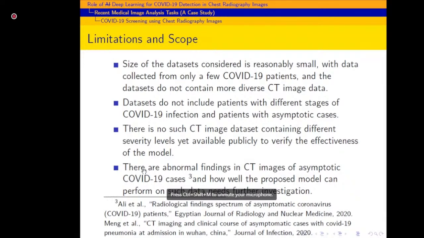And as I mentioned earlier, there are clear abnormal findings you will find in CT images of asymptomatic COVID-19 cases. And here are the two papers where you will get to know whether there is a presence of abnormal findings in CT images of asymptomatic COVID-19 patients or not.